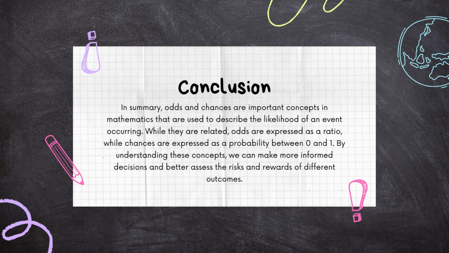So the conclusion of this video lecture is, in summary, odds and chances are important concepts in mathematics that are used to describe the likelihood of an event occurring. While they are related, odds are expressed as a ratio, while chances are expressed as a probability between 0 and 1. By understanding these concepts, we can make more informed decisions and better assess the risks and rewards of different outcomes.